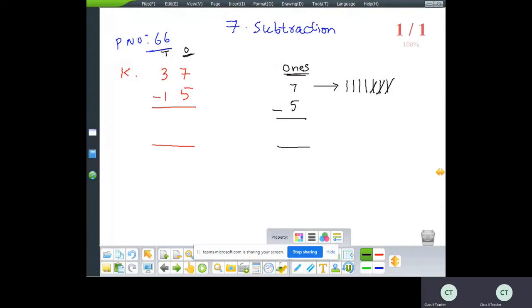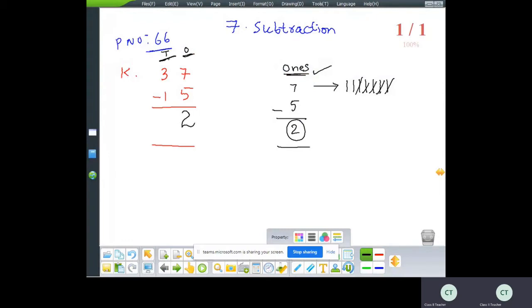1, 2, 3, 4, 5. From the 7 lines, we cut 5 lines. After cutting 5 lines from 7 lines, there are 2 lines. 7 minus 5 is equal to 2. This answer we write in the one place.